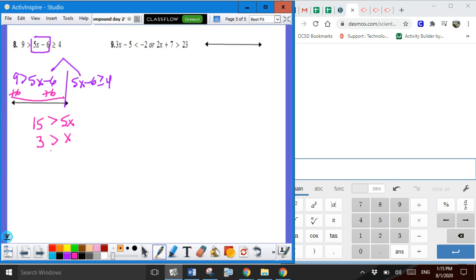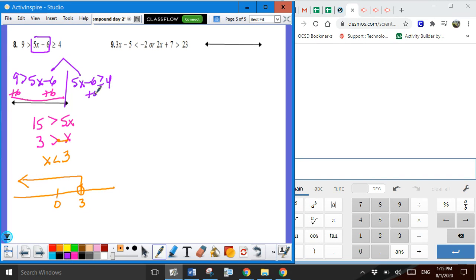Now, I don't like how that looks. I want to go ahead and flip it so that my x is first so I can read that better. So notice how it's pointing at the x. It still needs to be pointing at the x, okay? So I have 0, I have 3. That is an open circle to the left.